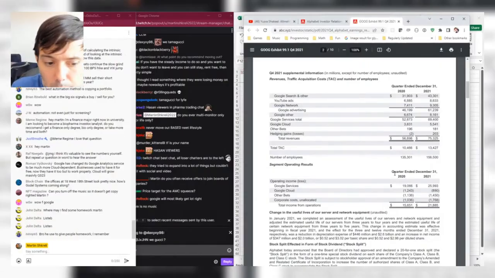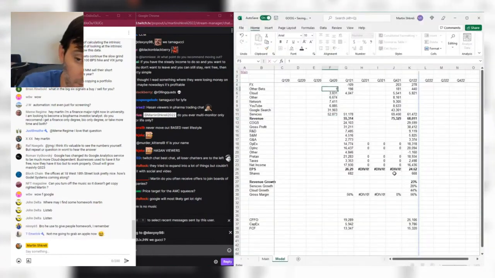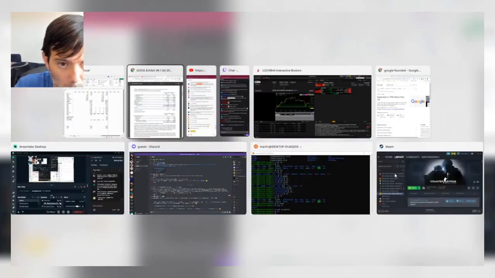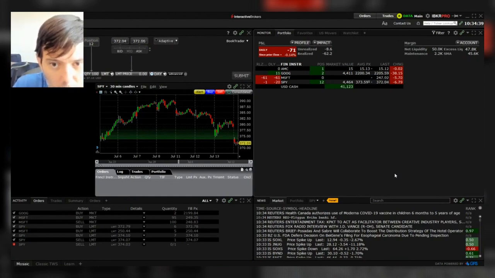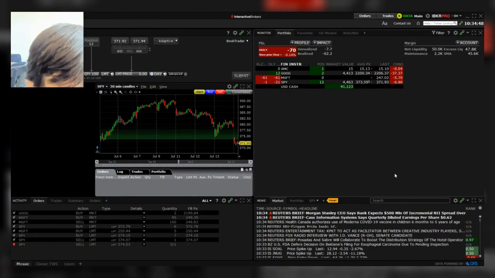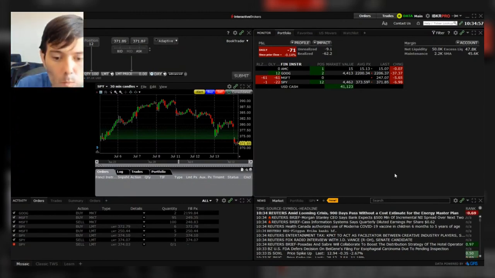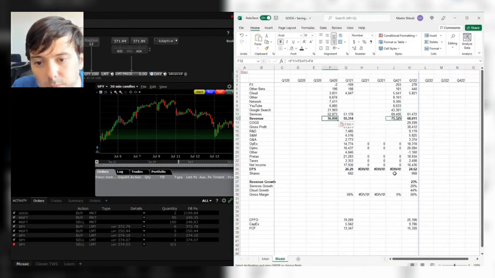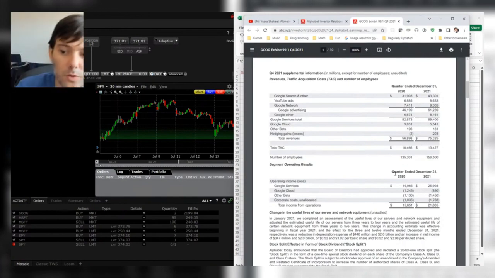Alright, let's see here. Yeah, Microsoft would have been a good short, it turns out, right? Well, we're up $11 on our Google, so make back some of the mistake we made with Microsoft. All right. There's also a number of employees and traffic acquisition costs here, which is both pretty cool things to track. Anyway, let's do what we did before. Let's just slot these in real quick.